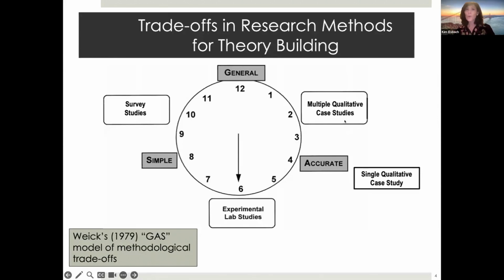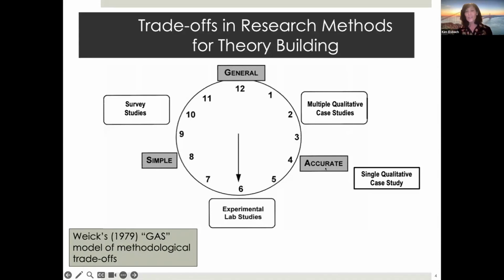If you do multiple qualitative case studies, you can move more towards generalizability because you're studying more contexts, but you're still not going to get to simplicity. On the other hand, survey studies can be simple because you can focus on a few variables, and they can be generalizable because you can survey across wide populations and lots of different populations, but they're not going to be as accurate because they lack context.